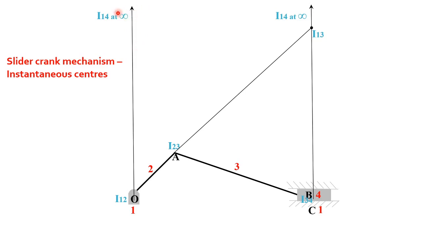Then the next combination is 2, 3, 4. So you have I23, I34 and I24 on the same line. So I23 and I34, in the direction of the connecting rod, you extend it, so it will meet at this point.